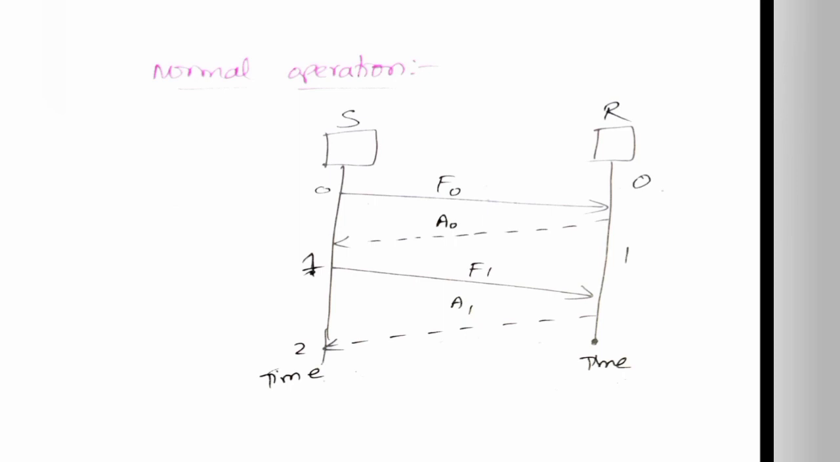The acknowledgement must be received before the timer expires at the sender side. The sender will maintain a timer. If the acknowledgement is not properly received in a given set of time, then it will assume that the packet is lost and it will again retransmit the data.